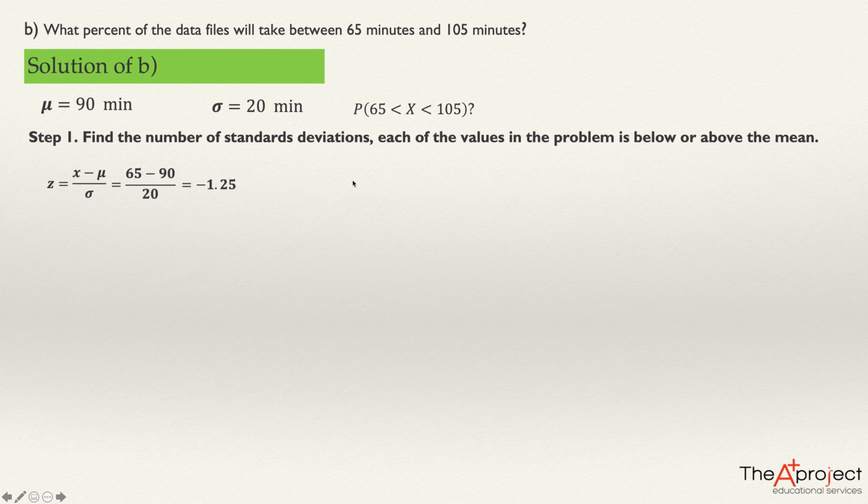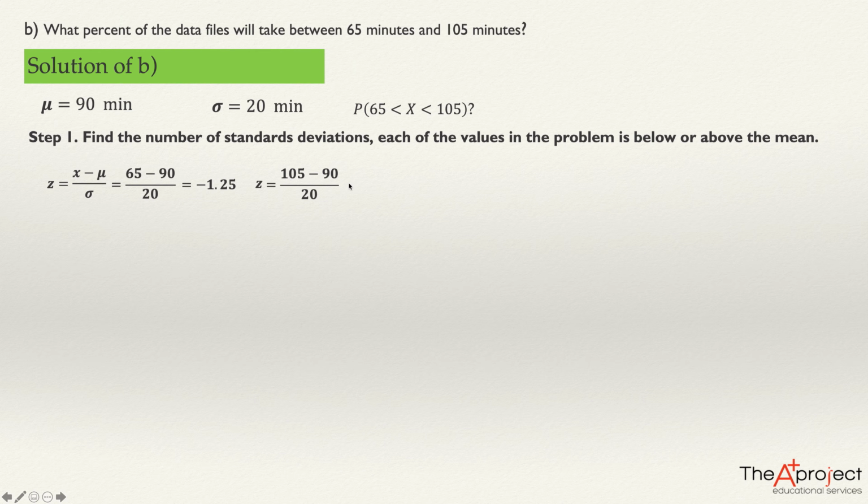Now find the z value of the second value, 105. If you use x equal 105 in the same equation, the answer for z will be z equals 105 minus 90 divided by sigma. So it is the same as the previous value, but now 105 is the x value.